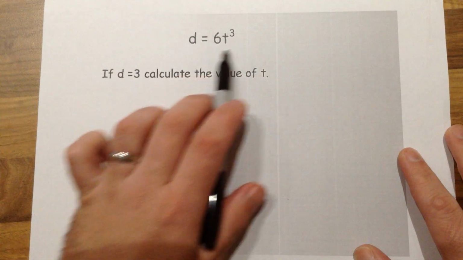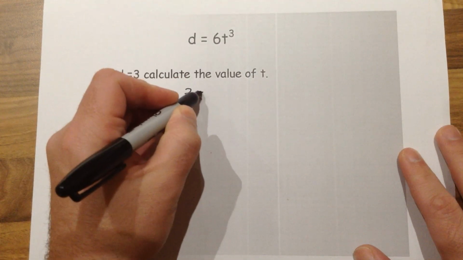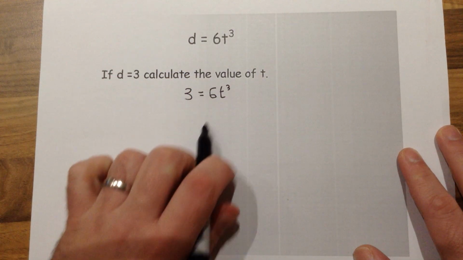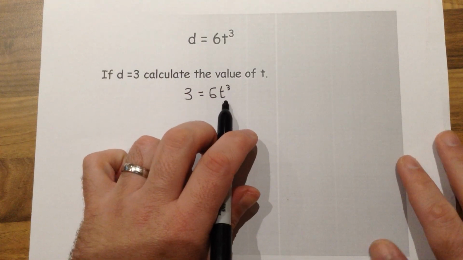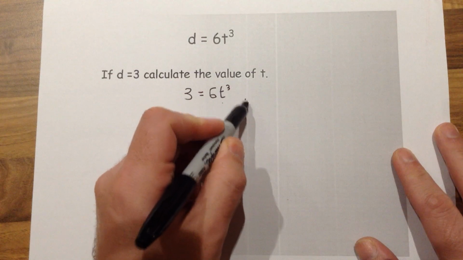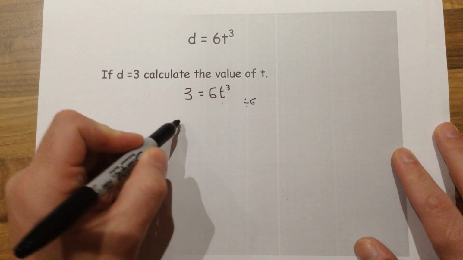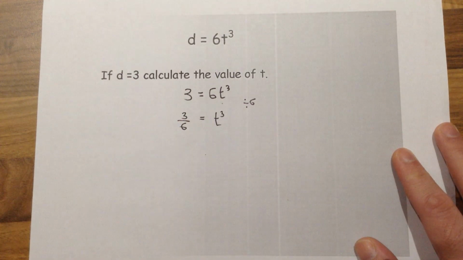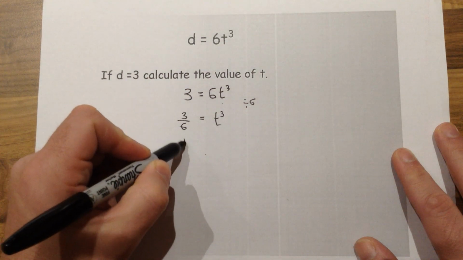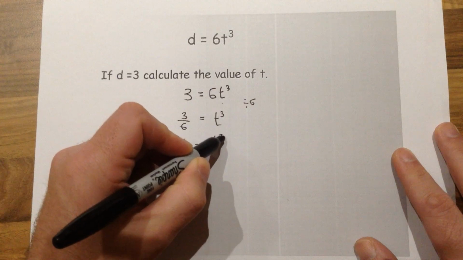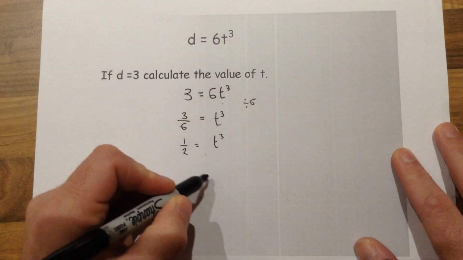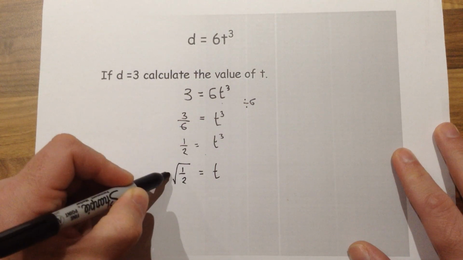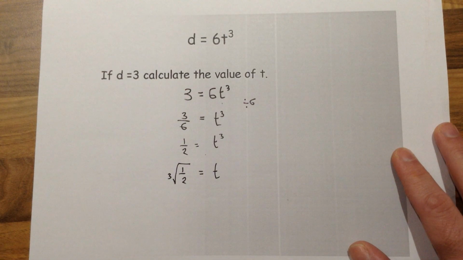So if d is 3, I simply rewrite this. So it's 3 equals 6t cubed. I then need to try and work out the value of t, so in other words make t the subject. In order to do that, I would divide both sides by 6 to give me 3 over 6 is equal to t cubed. I'd probably at that point, just to make it a little bit easier, simplify the fraction, and then all I need to do is to work out the cube root of a half. So at that point I just pop it in the calculator and work out an answer.